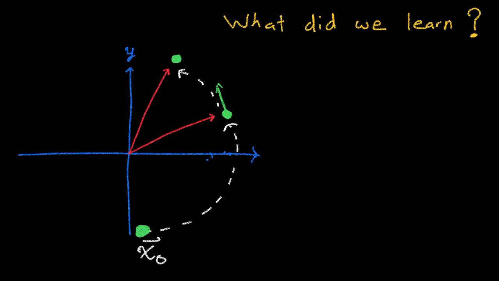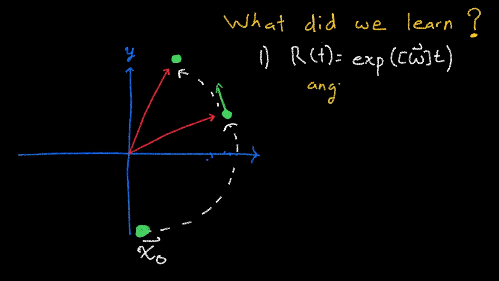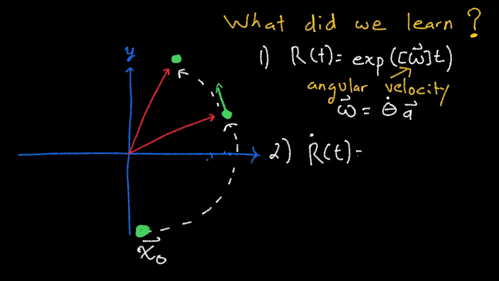So what did we learn? Well, we learned three things. The first thing that we learned was that a rotation can be expressed as a matrix exponential, where the angular velocity vector is equal to the time rate of change of the angle around some axis A. And both these pieces of information are stored in the angular velocity vector omega. We learned that the time derivative of a rotation matrix is just the skew symmetric cross product matrix built using that angular velocity vector omega.